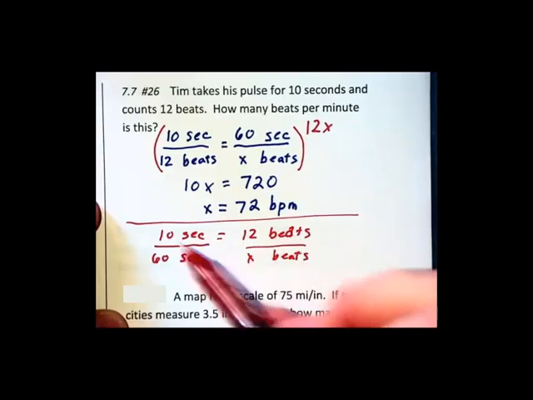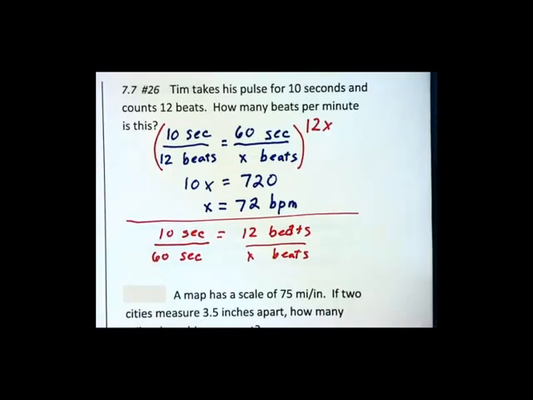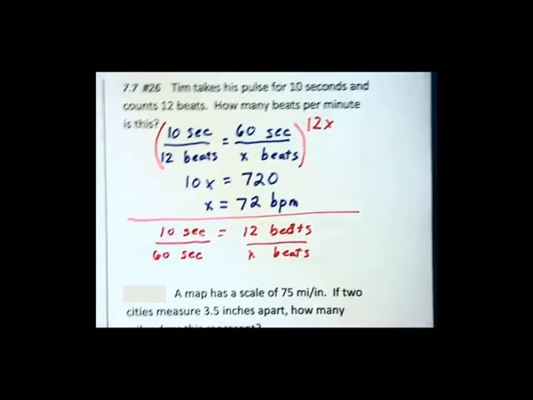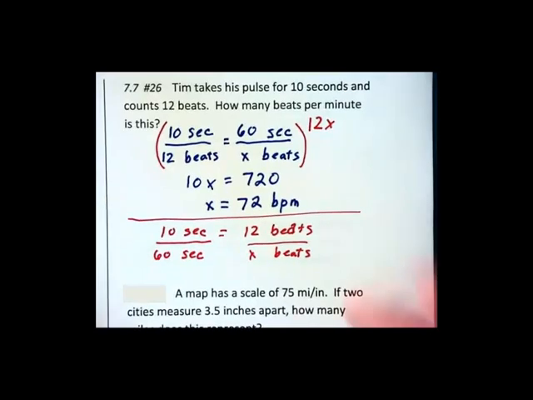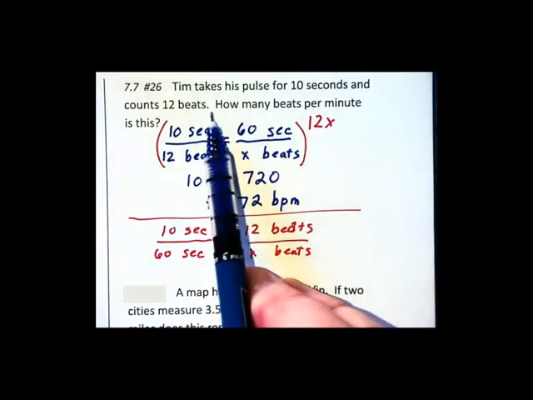When I cross multiply in the second one, I get 10x on one diagonal and 720 on the other, as I had in the problem above. So it's your choice how you want to set it up, as long as the units are lined up. Now, that problem did not say "at this rate," but we could have inserted "at this rate, how many beats per minute is this?"